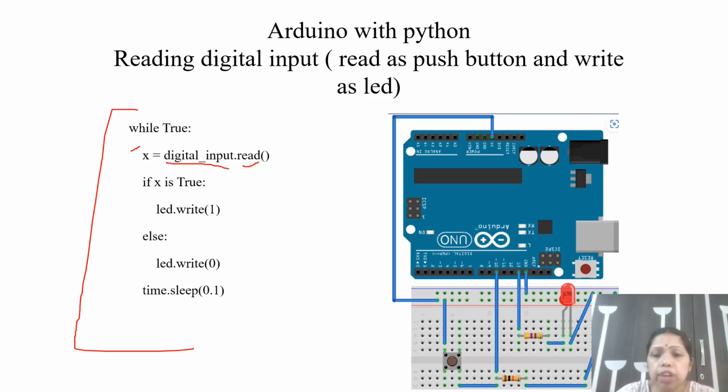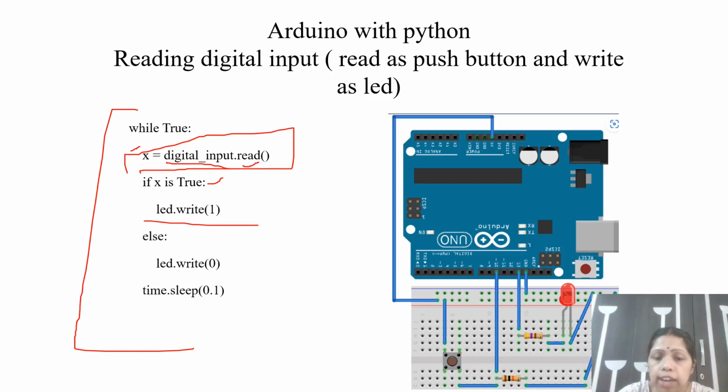If the switch is pressed, then only the LED will be turned on. If some value is there in X, then the LED will be turned on. If the switch is not pressed, then nothing will be there in X, nothing can be read by the read function. Then X will be false or 0, and the LED will be turned off. So if any data is there, if X is true, then the LED will be turned on.